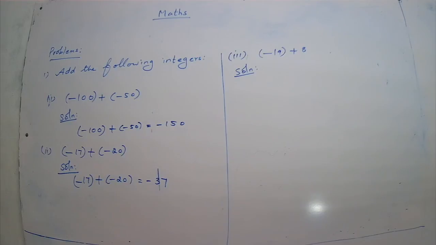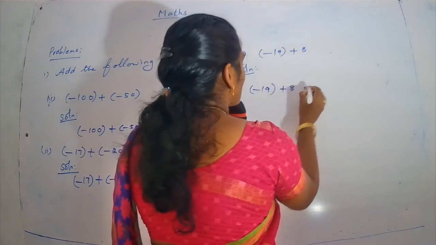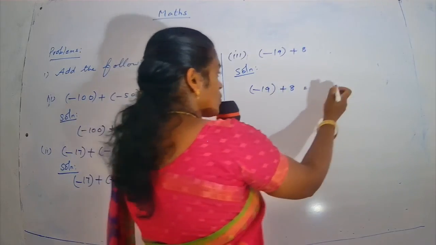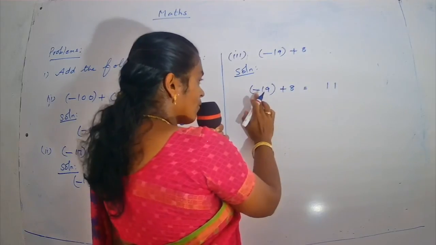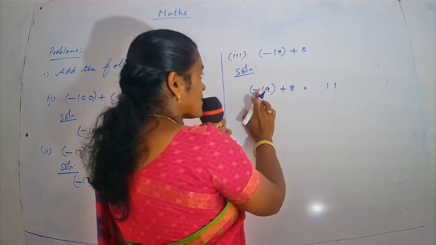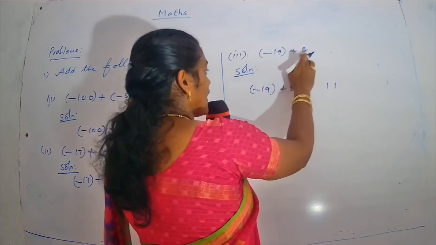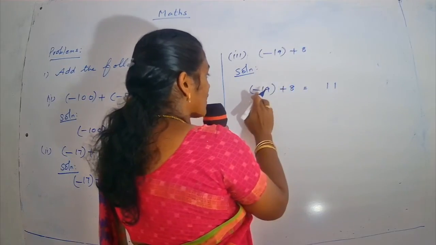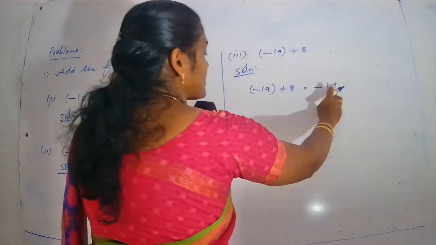So first we find the difference. 19 minus 8. What is the answer? 11. Yes or no? 11. Now which sign will come? Minus. Why? It is the greater number's sign. 19 and 8, which one is bigger? 19 is the biggest number, so that sign is negative. Therefore your answer is minus 11.